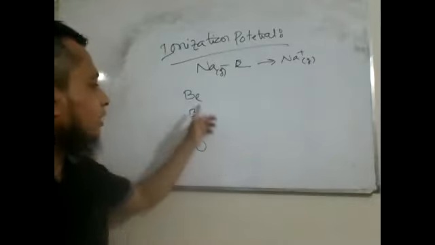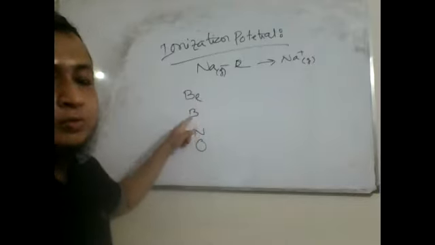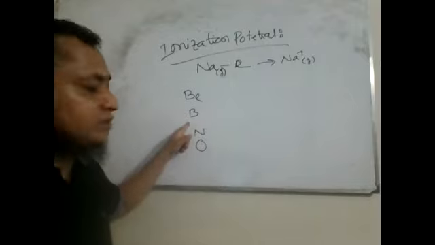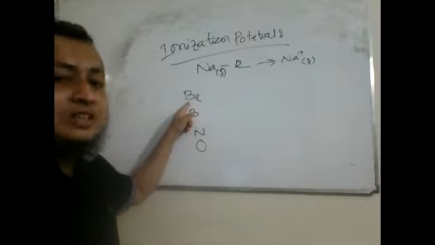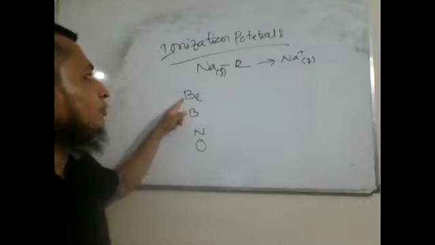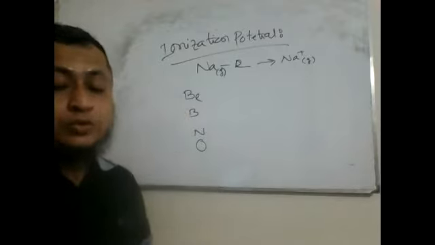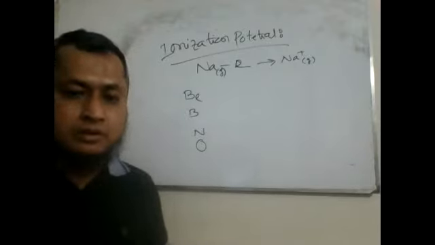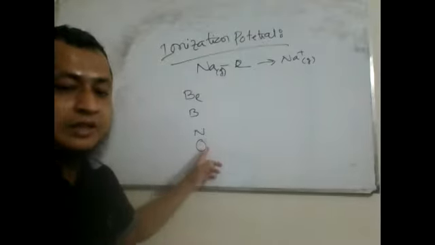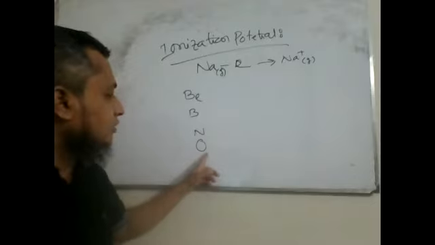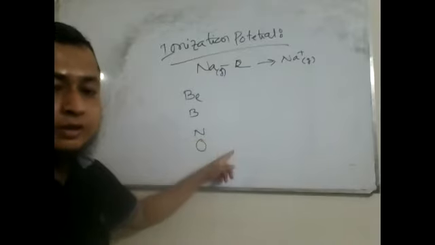In the periodic table, we know that after beryllium, it is boron. So boron should have higher ionization potential than beryllium. But actually, we see that the ionization potential of beryllium is higher than that of boron. Now, the question is why? Again, for nitrogen and oxygen, this is another pair, where oxygen is after nitrogen in the periodic table.